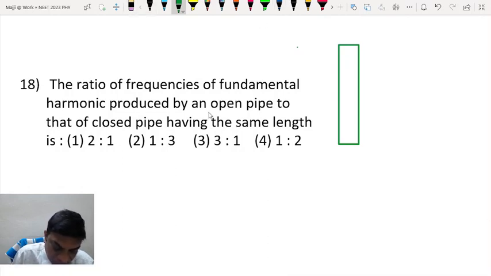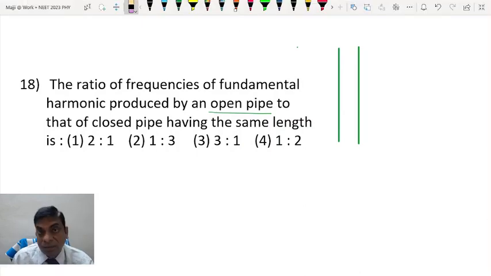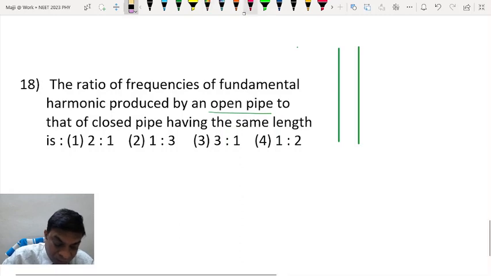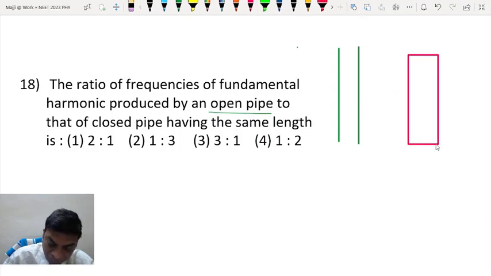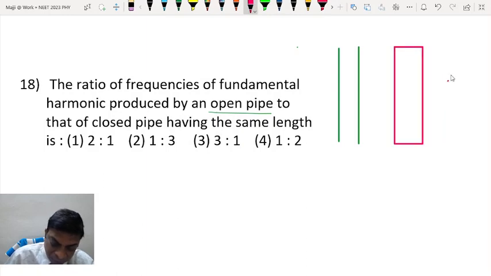So first is the open pipe. Open means it is open on both the sides. On one side it has to be open, no? Otherwise you cannot produce any vibration. The air column must be disturbed in order to generate vibrations. So it should be open at least from one end. So in case of an open organ pipe, the other end is also open. That is what it means. Whereas in case of a closed organ pipe, the other end is closed.